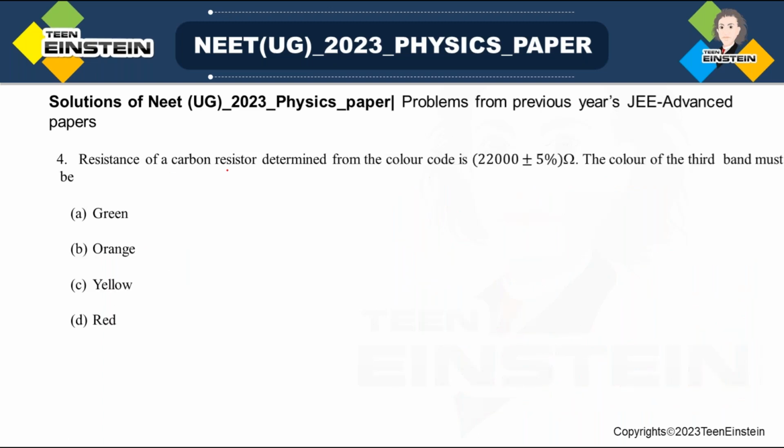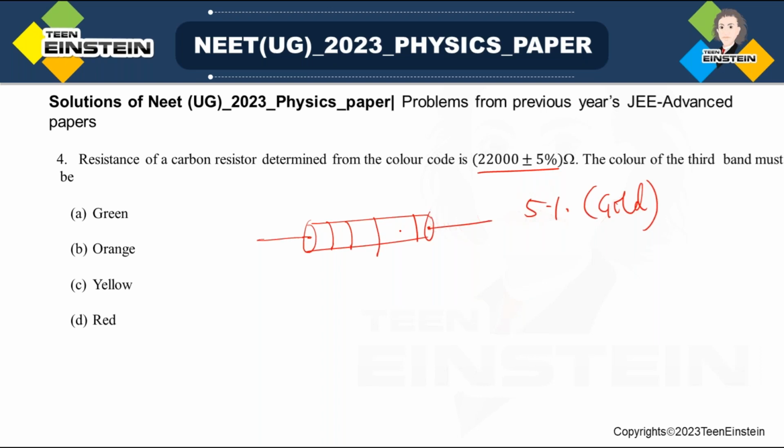Now let us see the resistance of the carbon resistor determined from the color code is given by this. See, 5% tolerance is for gold. This is fine. Now the color of the third band. Generally there will be color bands, minimum 3 color bands and maximum 4 color bands. So the first, second, third, and fourth, like this.